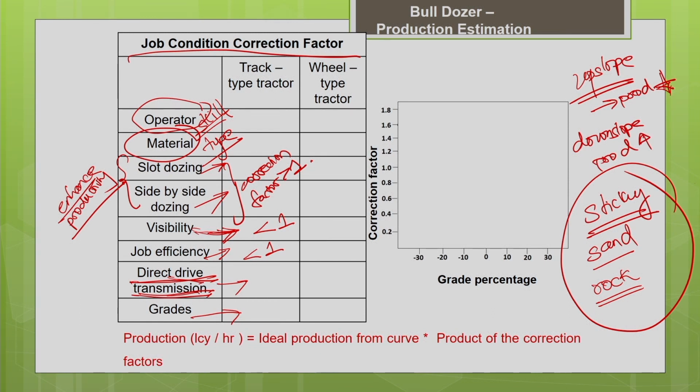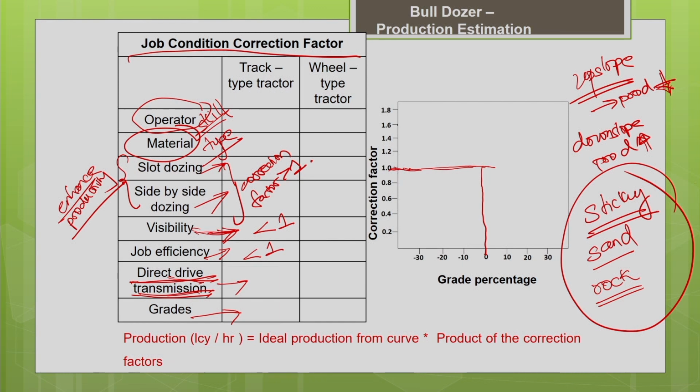Your machine speed will be more when you move down the slope. As the machine speed is more, the cycle time is reduced, so the productivity will be increased. So according to the percentage of slope in your haul route, you have to calculate the correction factor. Say your ideal curve is based on 0 slope, that means it is for a flat terrain. The correction factor is 1. So if you are also going to work on a flat terrain, you need not apply any correction factor. Correction factor is just 1.